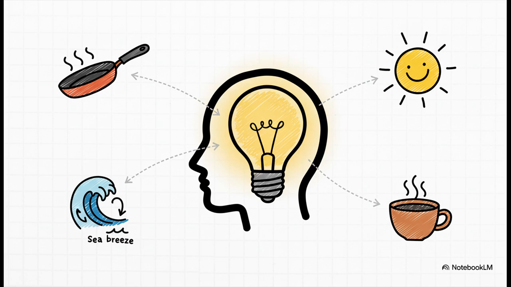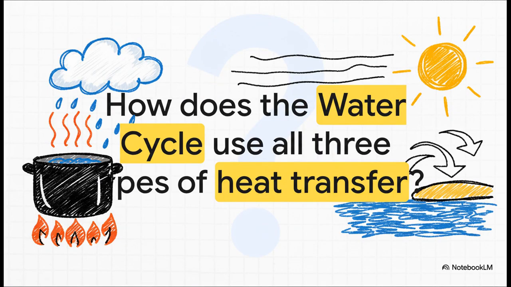You are all so brilliant, and you are going to do fantastically in your exams. I have full faith in you. You've got this. And before I go, I'll leave you with a little puzzle to think about. Consider the water cycle. How does radiation from the sun heat up the ocean? And how does that warm water then rise up through convection? Think about it. You'll see that our three musketeers are working together everywhere, all the time.